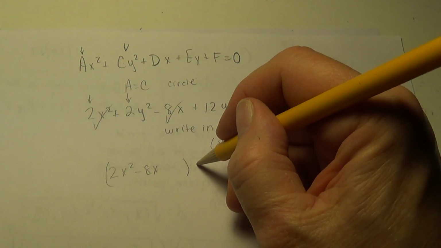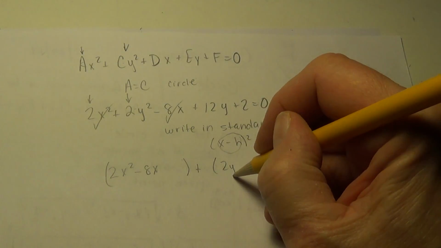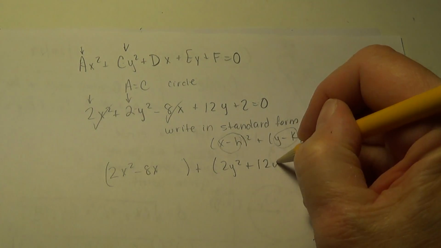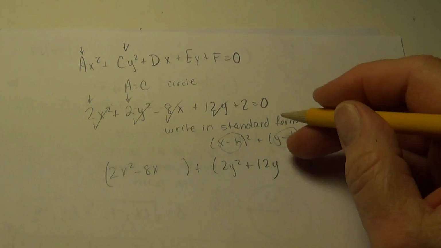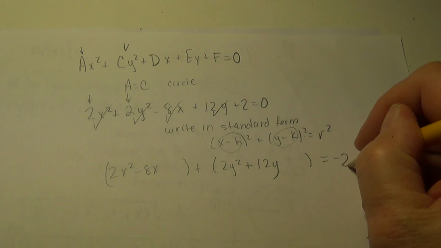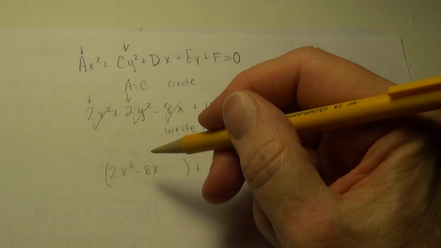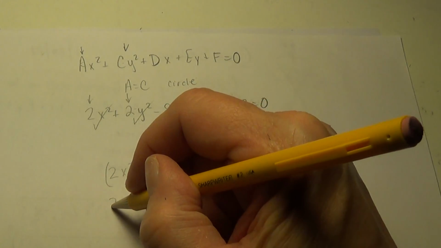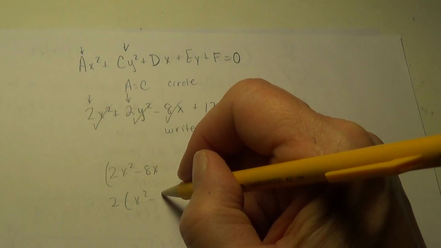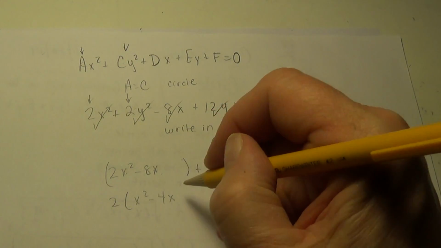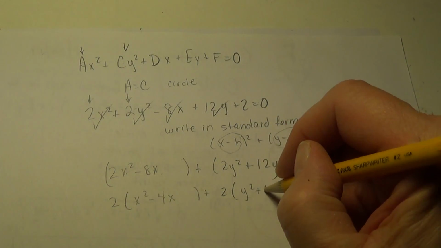Next, I'm going to add to it the y terms. So I see 2y squared and a 12y. Take care of that and that. Leave a space, close the parentheses, and move the 2 to the other side of the equal sign. All right, now I want to factor out a 2. If there's a common factor in the x land, you can pull it out. And if there's a common factor in the y land, you can pull it out.